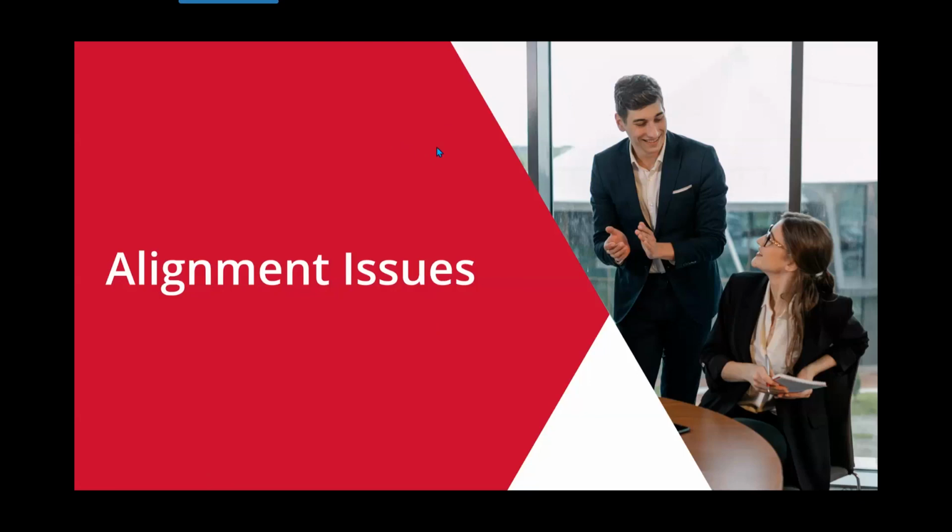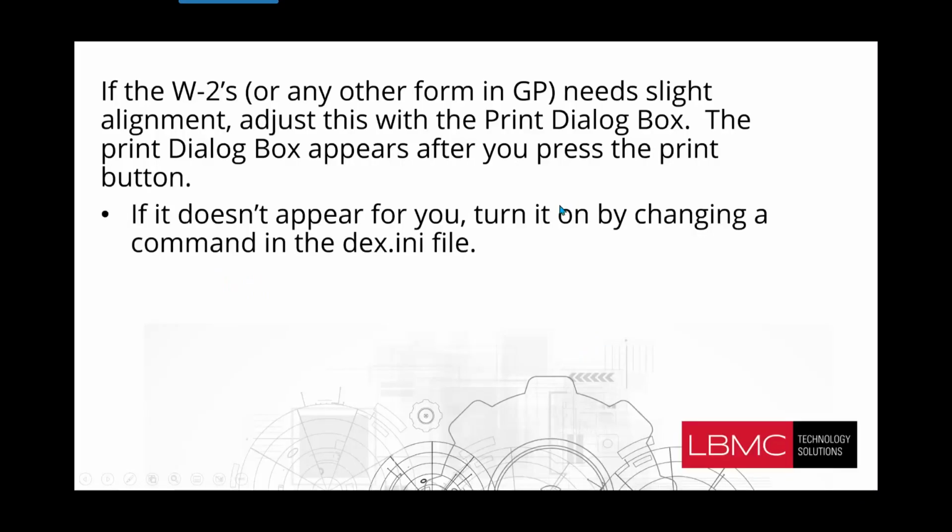Okay, so let's talk about alignment. If the W-2s or any other form in GP needs slight alignment, you can adjust this with the print dialog box. The print dialog box appears after you press the print button. If it doesn't appear for you, turn it on by changing a command in the DEX.INI file.